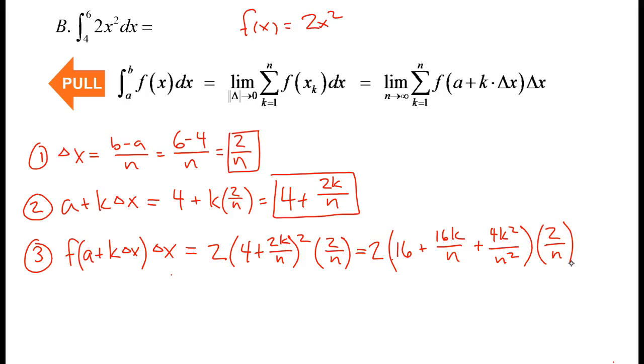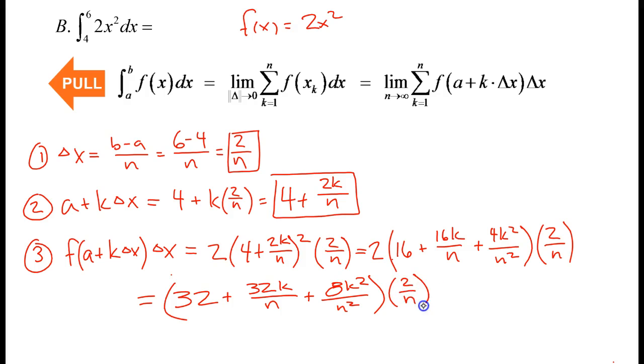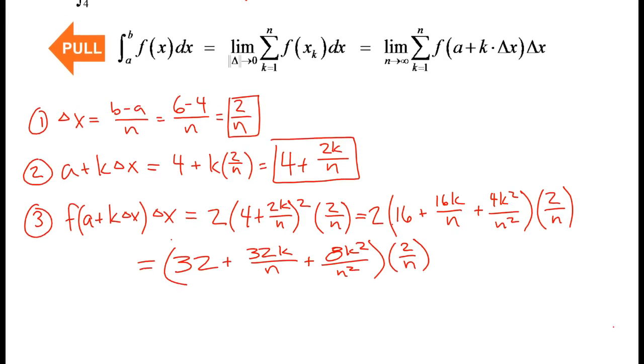So the only other simplification I'll do here is distribute the 2 to everything. So we'll rewrite this as 32 plus 32k over n plus 8k squared over n squared. And that whole thing is multiplied by delta x, which is 2 over n. We are almost done. The last thing we have to do is write this as a limit. So the last part is the easiest.